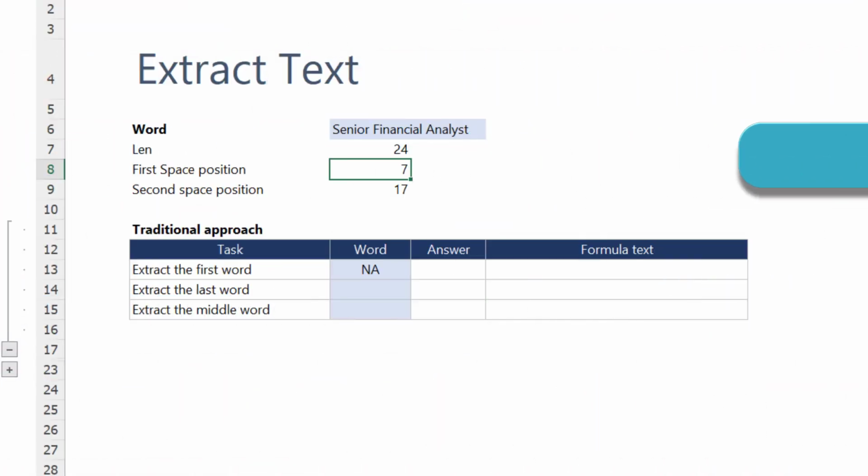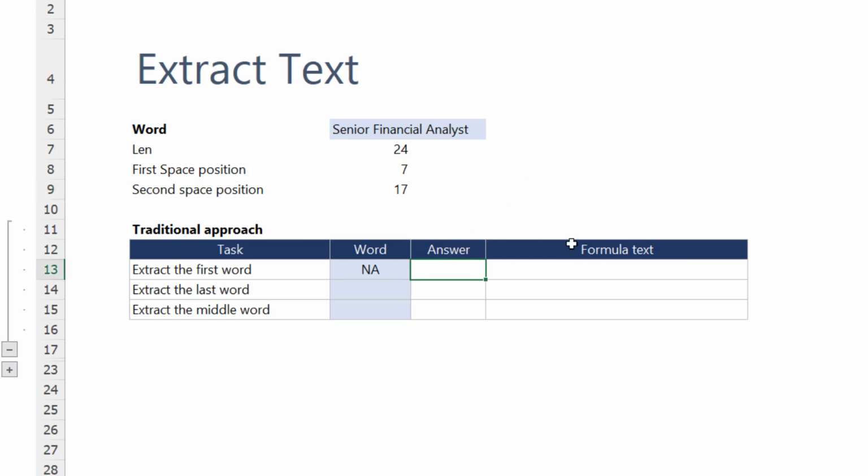In the next chapter, we'll learn how to extract parts of a text. I again have the same word called senior financial analyst. I have already figured out some of the critical data points. So we know the length of the text is 24 letters. The first space occurs at the 7th place and the second space occurs at the 17th place. Now how do we extract the text?